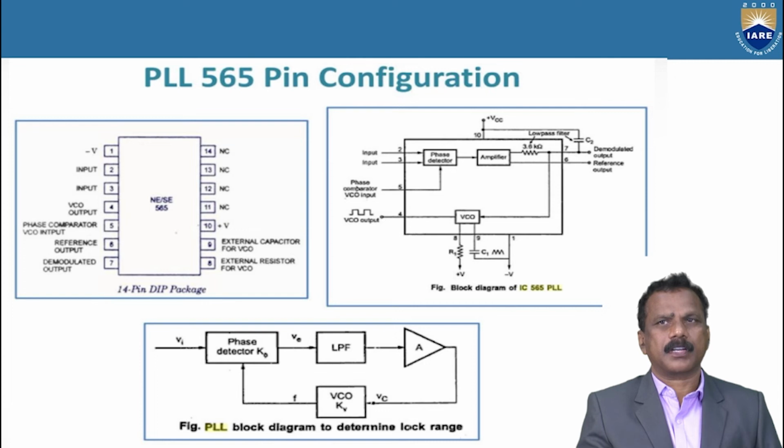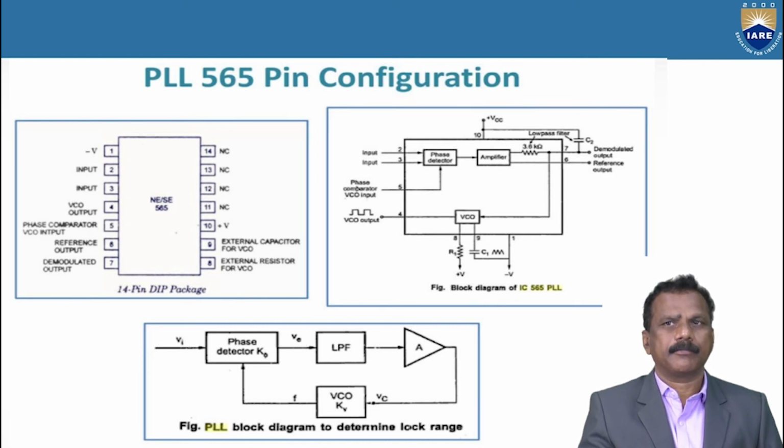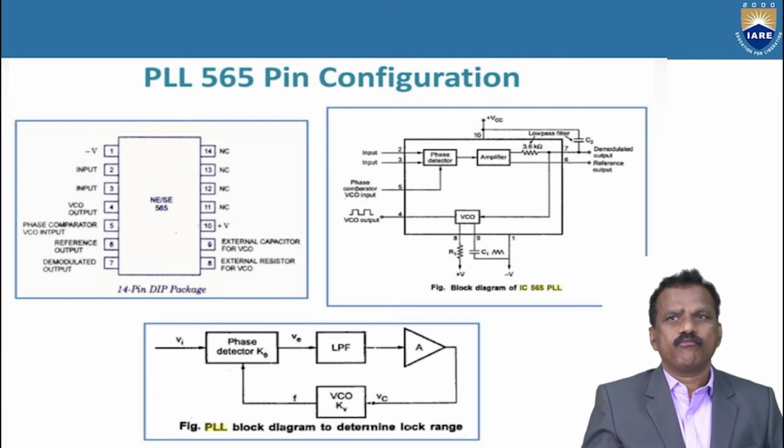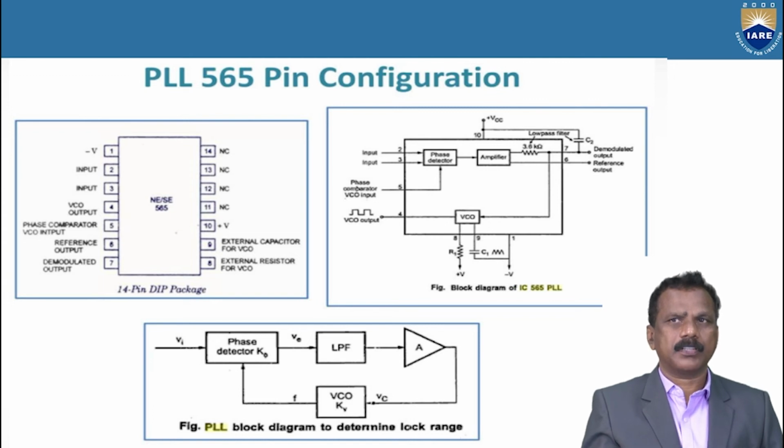The phase detector is connected with the second pin and third pin, both are inputs. The fifth pin is connected to the phase comparator, the VCO input. The fourth pin is connected to the VCO output. The VCO is connected with the 8th and 9th pins. The 9th pin is connected with the help of capacitor C1. The amplifier is connected to the 7th pin, and the 6th pin is connected to the reference output, and so on.